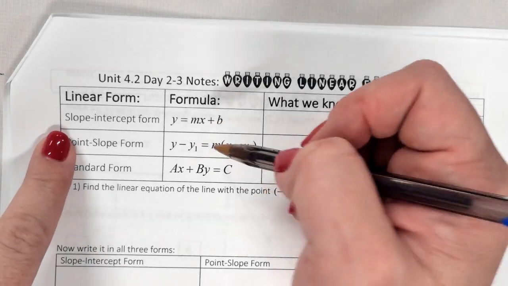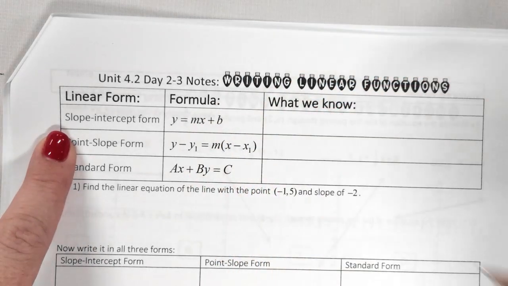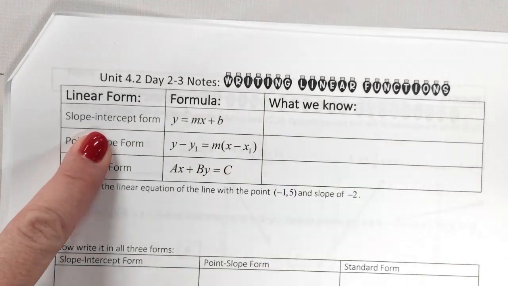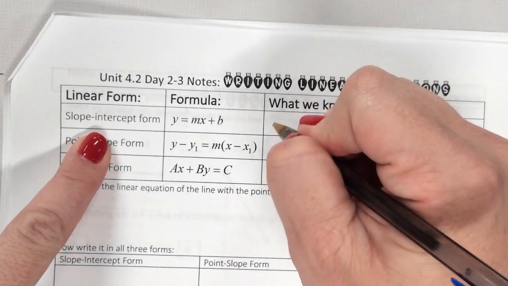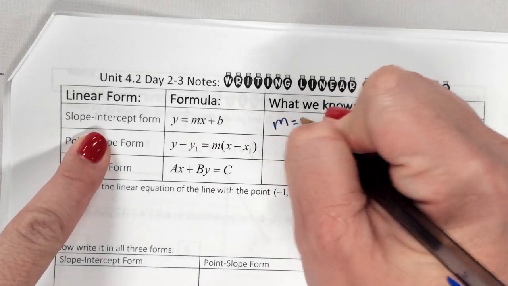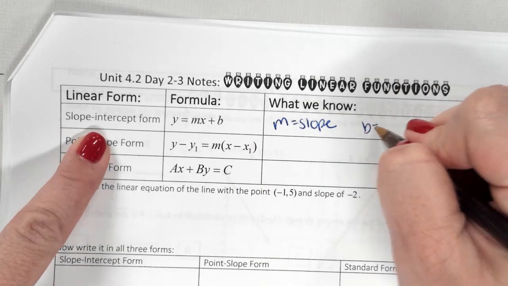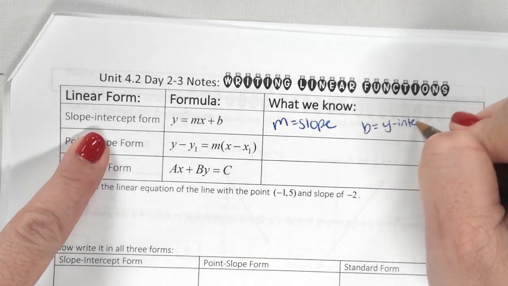So slope-intercept form, it's y equals mx plus b. What does that give me? Well, slope and my y-intercept, right? So what does m represent? Slope. Now what does b represent? Y-intercept.